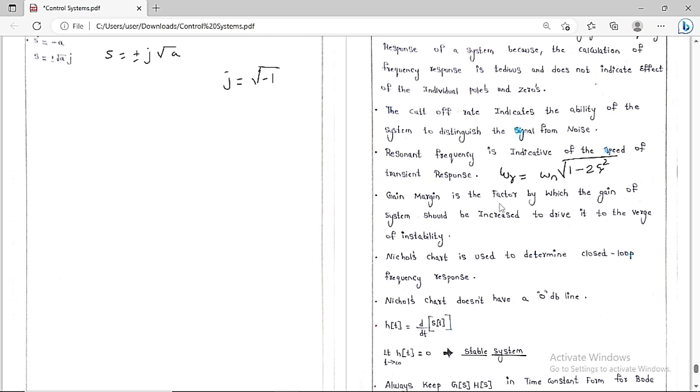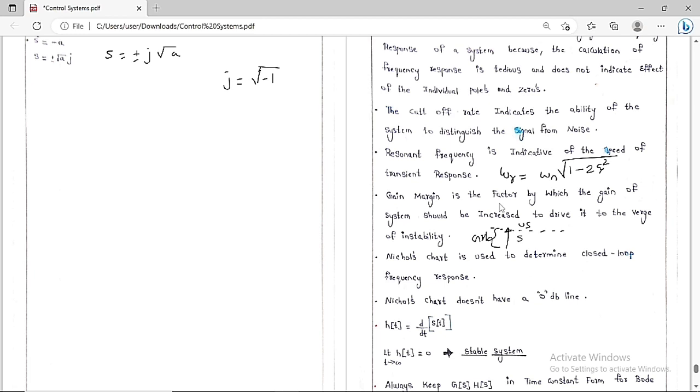Suppose let me assume some amount of gain margin is there. So this much amount of gain margin you have to increase for the system in order to make it go from the stable to the unstable region. So this point you always have to keep in your mind.